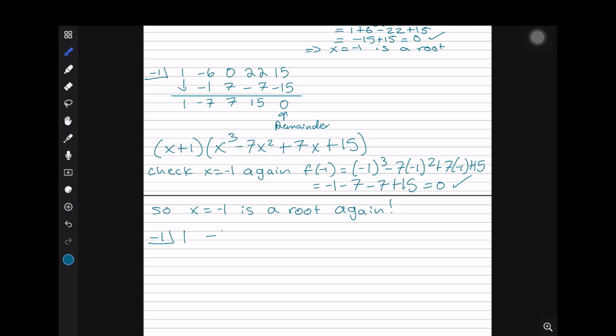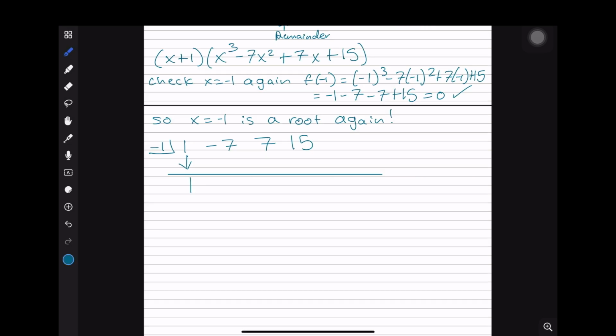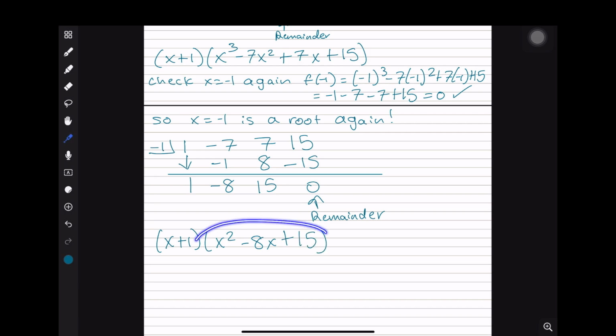So now we perform synthetic division. Remember that for synthetic division, the first number always gets brought down. You don't do anything to that number. So we're going to bring down the 1. Here's the math. You're going to end up with remainder 0. So now rewrite what you just did synthetic division for, and you're going to get x plus 1 times x squared minus 8x plus 15. Now you're going to try to factor that x squared by using the big X. And you're going to end up with x plus 1 times x minus 5 times x minus 3.